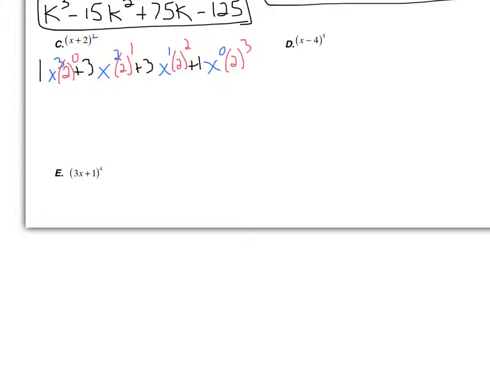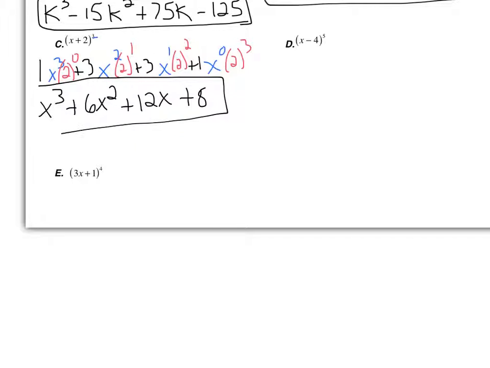2 to the 0 is 1, so we just have x cubed. 2 to the first is 2 times 3 is 6x squared. 2 squared is 4 times 3 is 12x. And then 2 to the third is 8 times 1 is 8x to the 0. But x to the 0 is really 1. So we're done with that one.